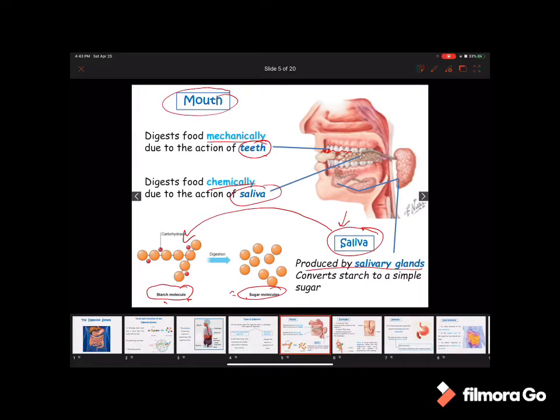Starch in Arabic is nasha, and foods that are rich in starch are like potatoes, pastas, bread. All of these foods are considered to be starchy foods, okay? And it converts the starch into sugar. It's very important to pay attention to this part.